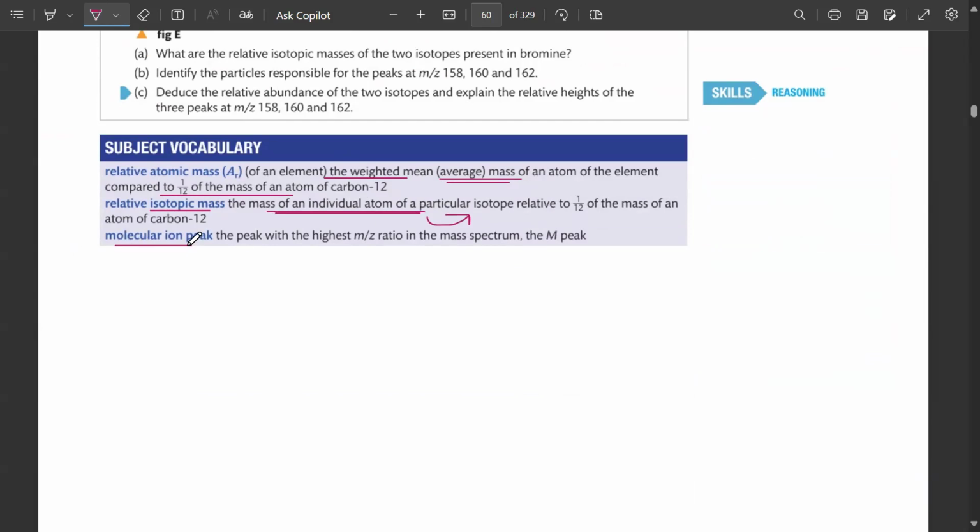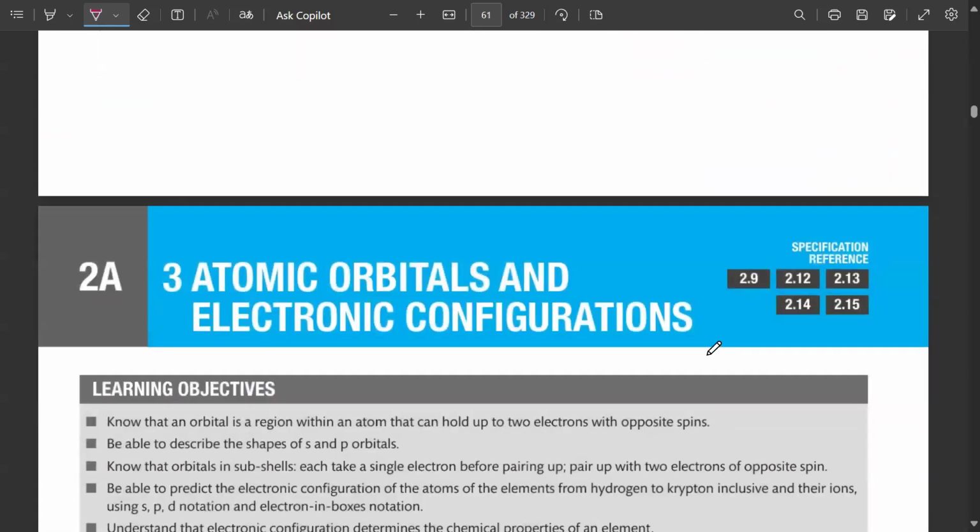What are molecular ion peaks? The peak with the highest mass to charge ratio is always the M peak. Then the second peak in number will be M plus 1, and the second one after that, M plus 2, will come after that. Clear? Yeah.